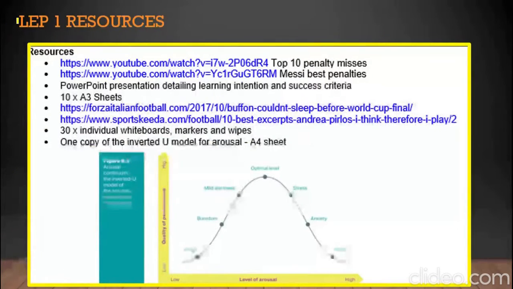There is a multitude of resources that are used in this lesson. They incorporate reading and analyzation. These include engagement resources such as YouTube videos on soccer players completing penalty takes. Additionally, students also have access to A3 sheets to complete their mind map on arousal.